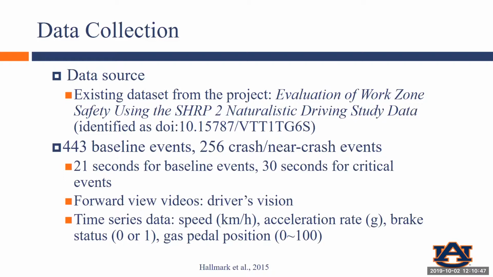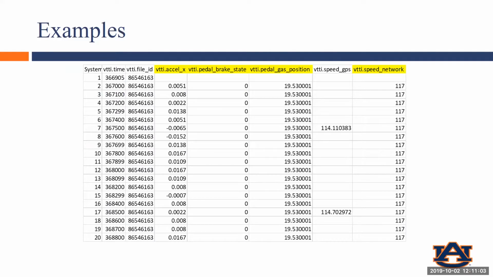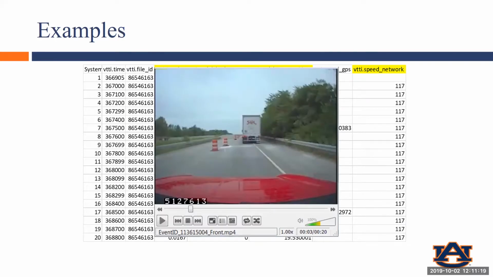But we do have forward view videos, which show the driver's vision, what they see in the front, and also the time series data, including the speed, acceleration rate, brake status, and gas pedal position. So this is an example of the data Excel file we have for one trip, and as you can see, we got the acceleration, brake pedal status, gas pedal position, and speed, and we have to link that Excel data with the forward view of the trip.